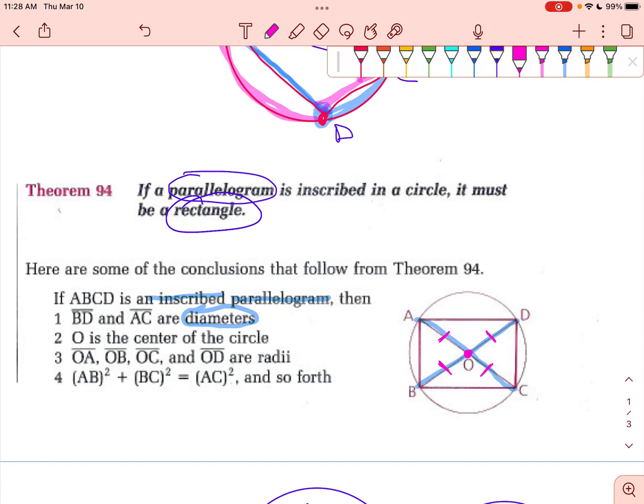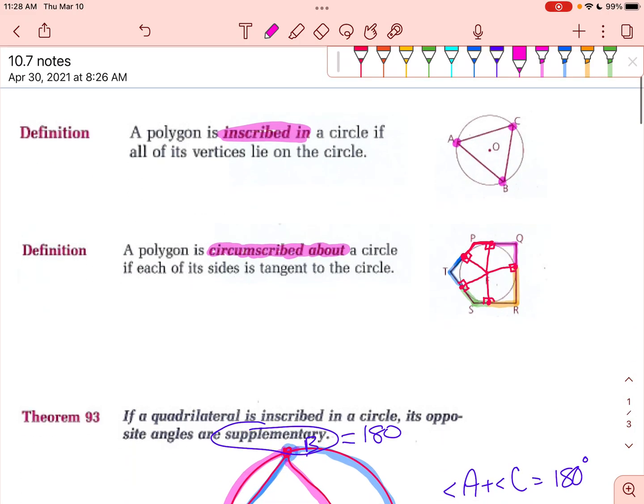And then also, because we're creating these semicircles, these angles have to be 90-degree angles, again because it's a rectangle. So if you think about it, AB squared plus BC squared has to equal AC squared. You also have a bunch of other right triangles that you can pull from this. So as soon as you see them saying a parallelogram is inscribed in a circle, ignore the word parallelogram and replace it with rectangle. So you know a rectangle is inscribed in a circle. And that is all we have for 10.7.